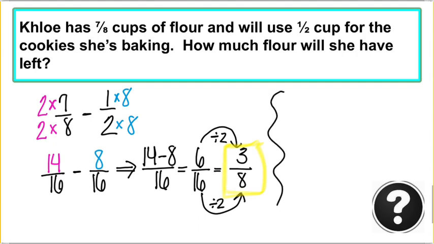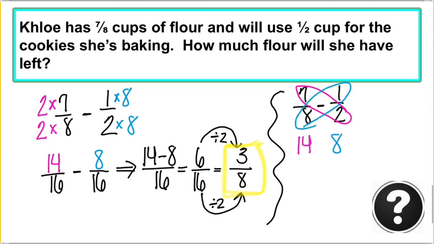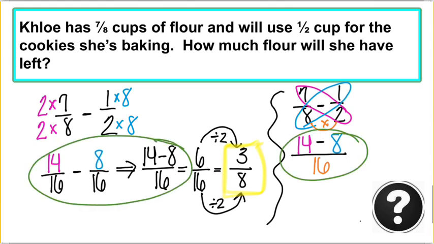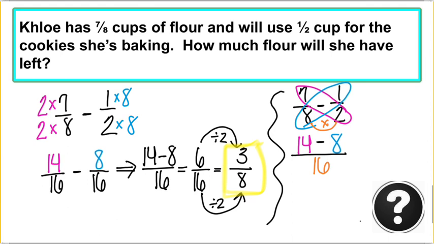Now again, you can also do butterfly using the same 2 fractions. 7 times 2 is 14. 8 times 1 is 8. And then 8 times 2 gives me 16. Notice how this looks the same as this. So 14 minus 8 leaves us with 6 out of 16, which we have already simplified, giving us the same answer of 3/8 of a cup.